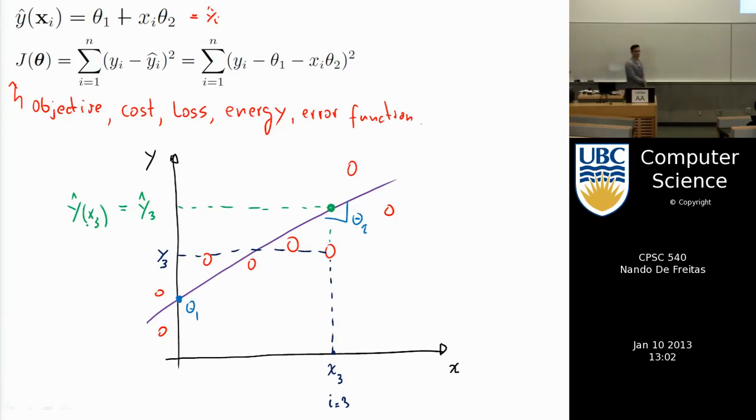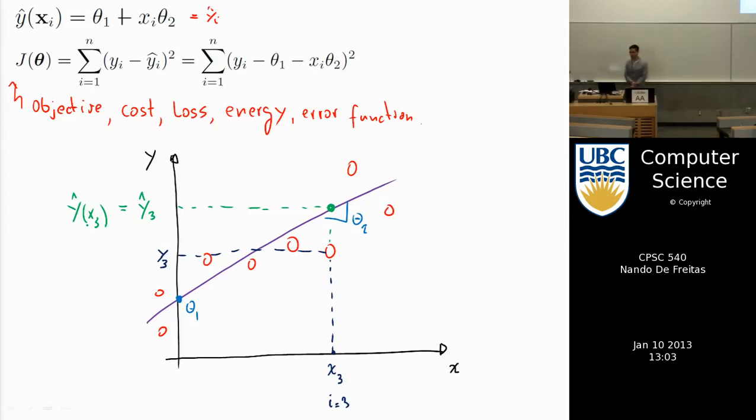All right, so those are all the quantities. That's essentially what linear prediction is: you have a bunch of points, input-output pairs, and then fitting a linear model is essentially, in this case, just fitting a line.